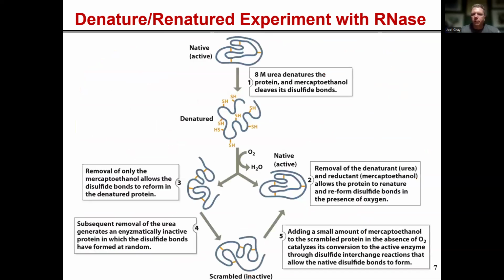Okay, now this is a more detailed explanation of what happened. So the steps are: 1, 8 molar urea denatures the protein and beta mercaptoethanol or DTT.